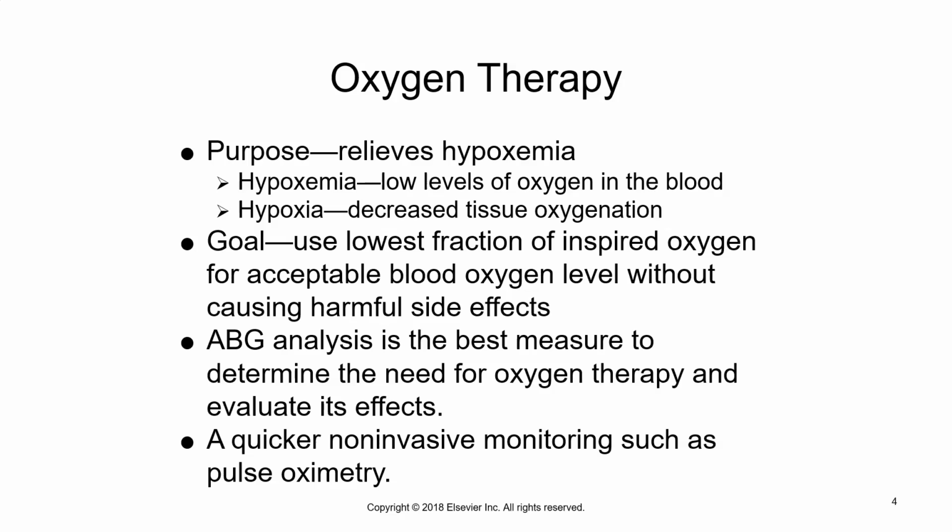So, what does oxygen therapy do? It relieves hypoxemia. The goal is to use the lowest fraction of inspired oxygen for acceptable blood oxygen levels without harmful side effects. Now, with this being said, ABG analysis, which we'll be learning in class, is the best measure to determine the need for oxygen therapy and evaluate its effects. But a quicker, non-invasive monitoring, such as pulse oximetry, will get you your results much quicker than the lab test.